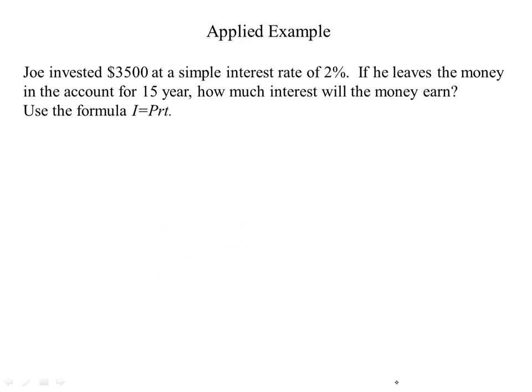Okay? Try this one. Alright, so again, I will give you the formula. So your formula is I is equal to PRT. Principal is your amount that you're going to invest. So if we're going to invest $3,500, and then we're going to multiply that times our rate. And remember, 2%, your decimal's here. You got to move it 2 places. So that's going to be 0.02.